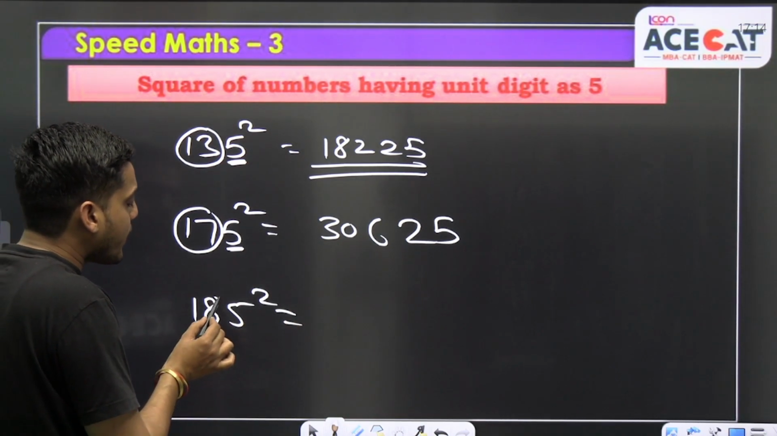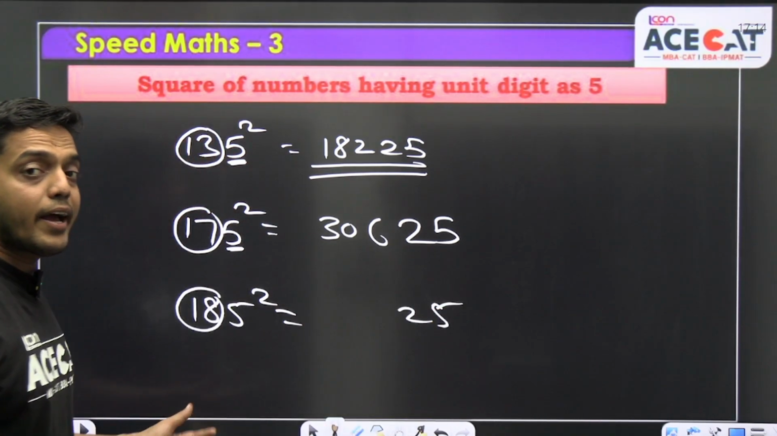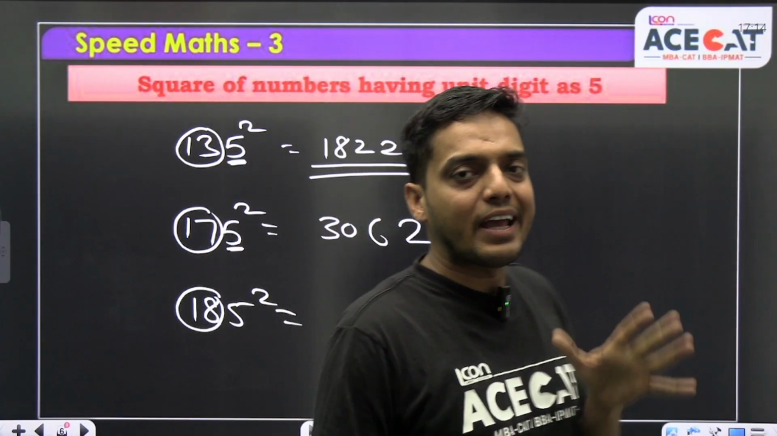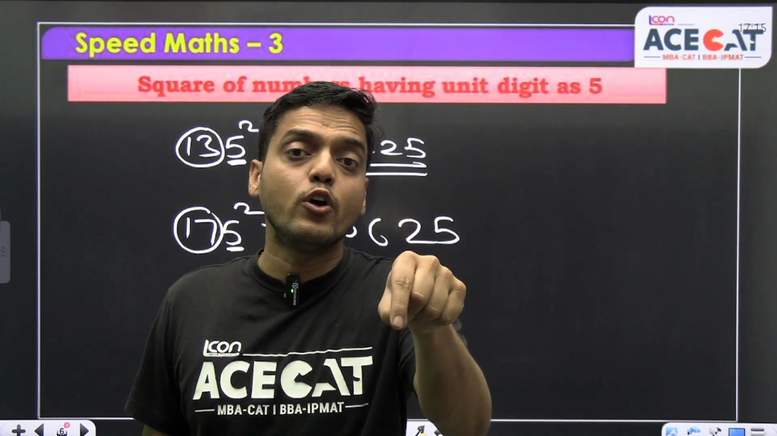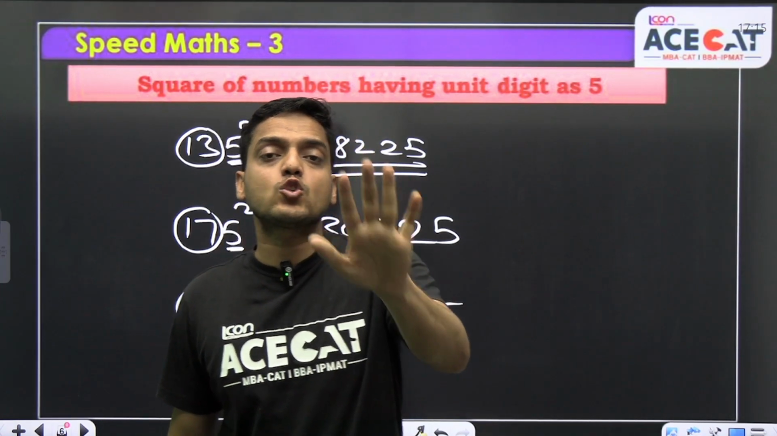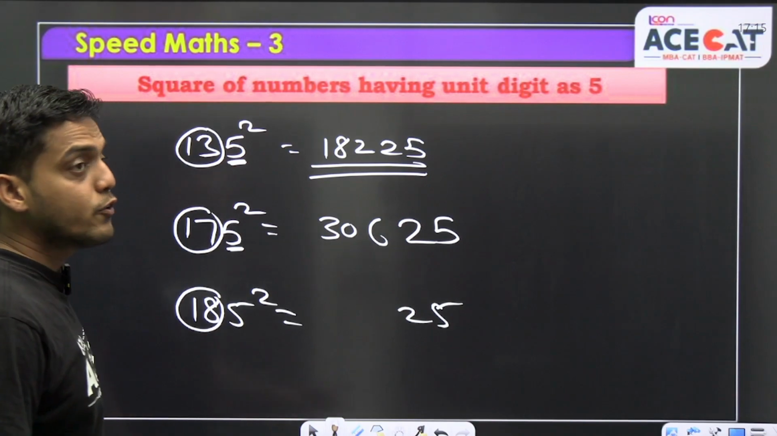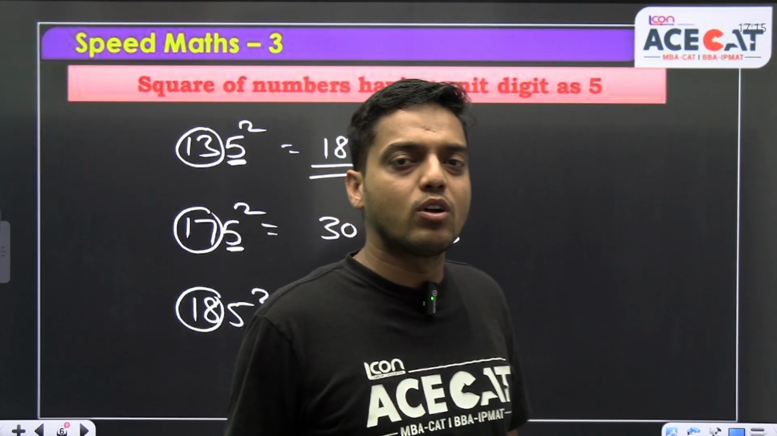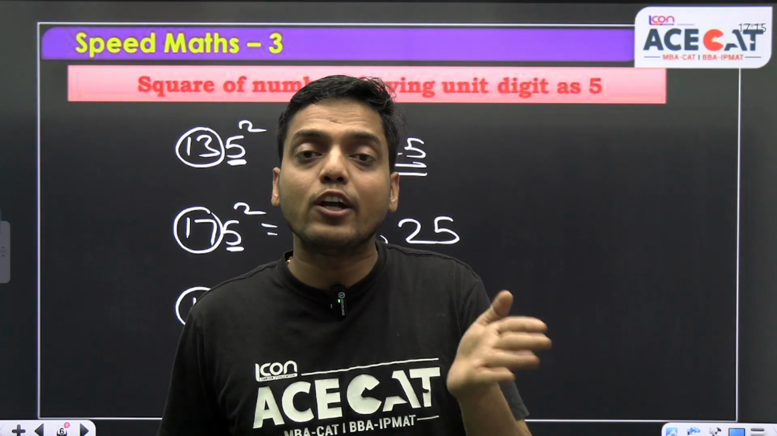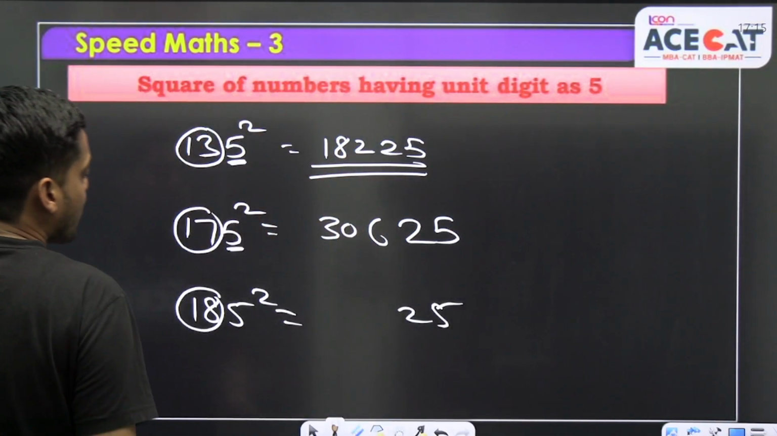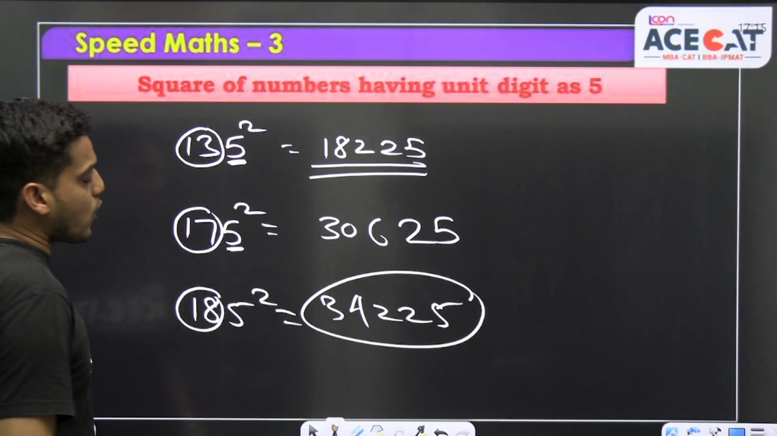So I need to do 18 into 19. In the end, 25 for sure. There is no issue in that. I need to do 18 into 19. Do you know what is the square of 18, guys? That is 324. That's why I told you, you must remember the squares from 1 to 25 at least. So if you know 18 square is 324, just add 18 to 18 square and you will get 18 into 19. So 324 plus 18 is 342, so 34225 is the square of 185.